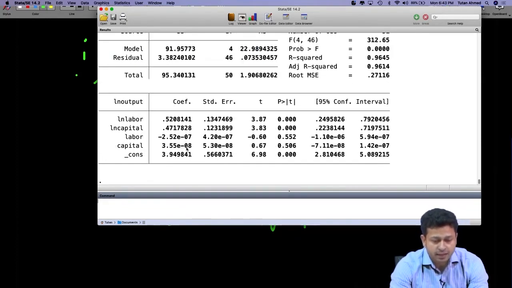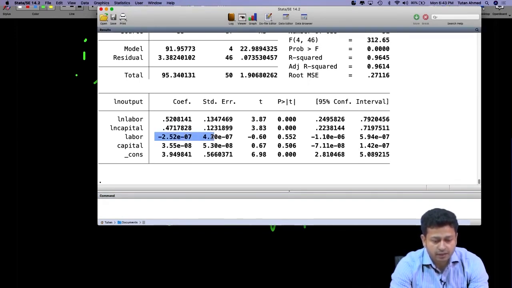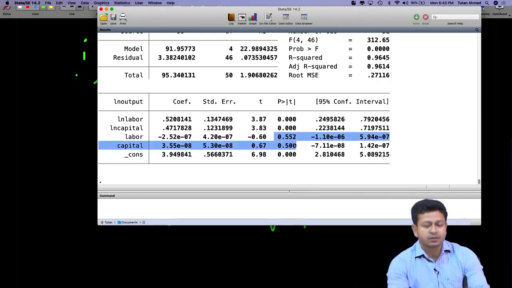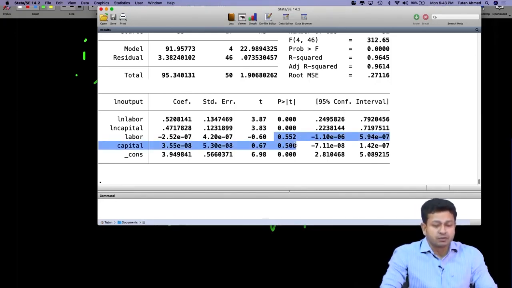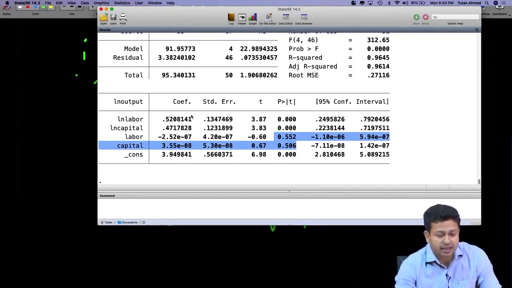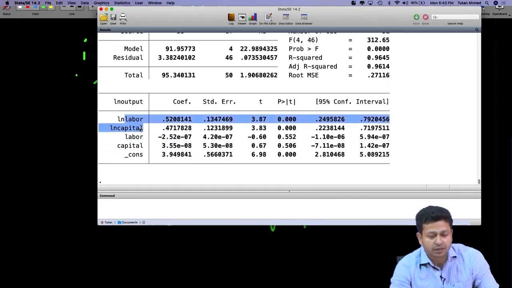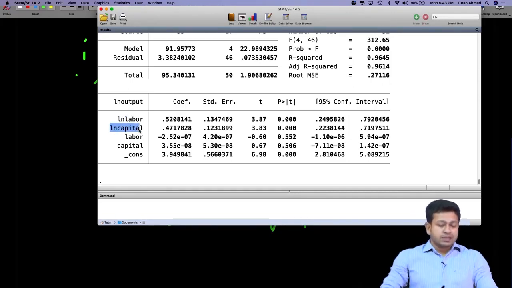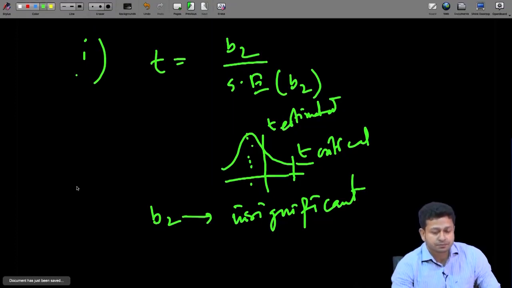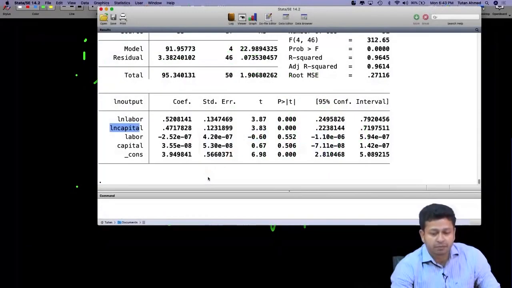So, if I run this, I will see that for labor and capital, the t values are pretty low, like 0.6 and 0.67, and the p values are quite high. We know that for a low t value, we will have a corresponding high p value. So these two variables are going to be insignificant, and the reason is that there is a high multicollinearity problem. Because I have labor, capital, and at the same time log of labor and log of capital. All right. So this is something that is going to give me an insignificant value for beta.